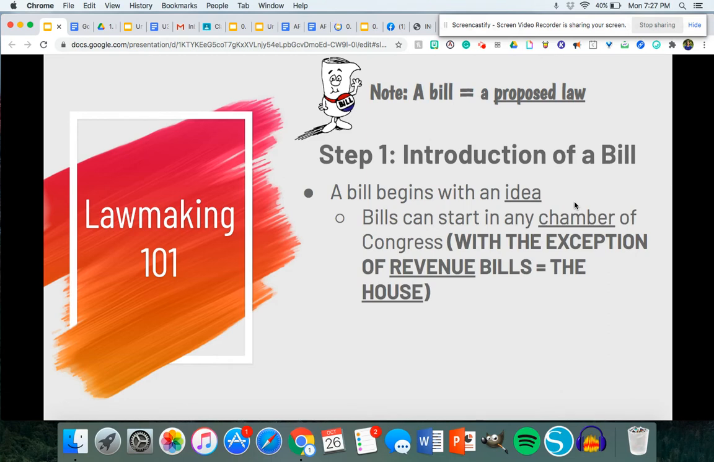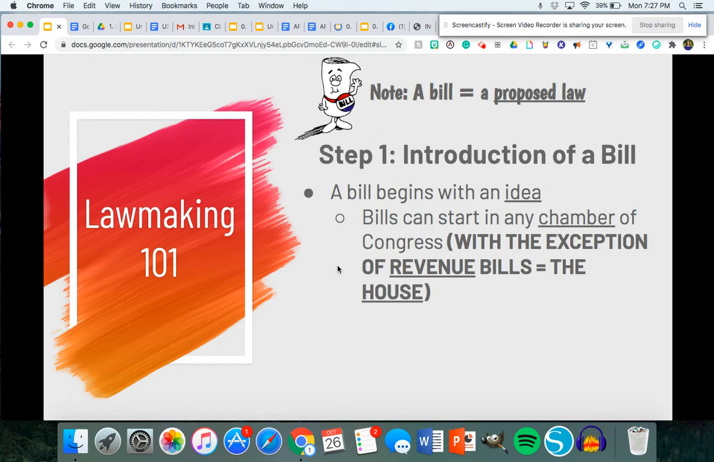Now, bills can start in any chamber of Congress. What that means is a House of Representatives member can introduce a bill, and a senator can introduce a bill. It does not matter, except for revenue bills. Revenue bills have to start in the House of Representatives. So remember, when we're talking about revenue, we're talking about money, taxes, any of those types of bills, which I would write off to the side: money, taxes. Those must start in the House of Representatives.